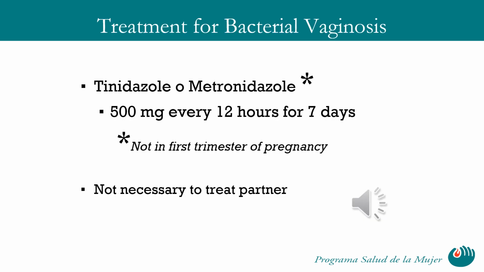In treating BV, we primarily use antibiotics like tinidazole or metronidazole. The recommended dosage is 500 milligrams every 12 hours for a duration of 7 days. It's important to note, however, that metronidazole should not be used in the first trimester of pregnancy due to potential risk. This treatment effectively reduces symptoms and restores the normal vaginal flora. Additionally, it is not necessary to treat the sexual partner, as BV is not considered a sexually transmitted infection.